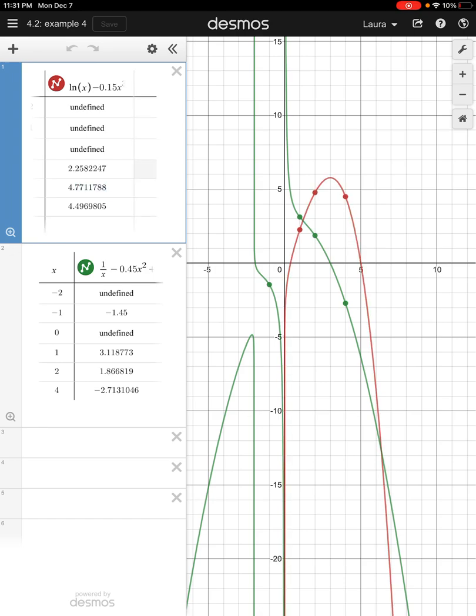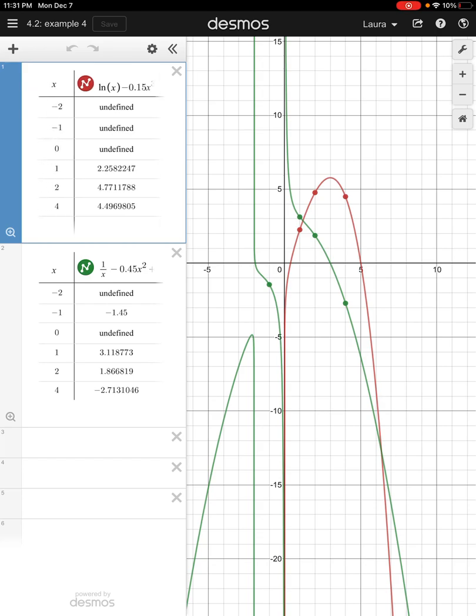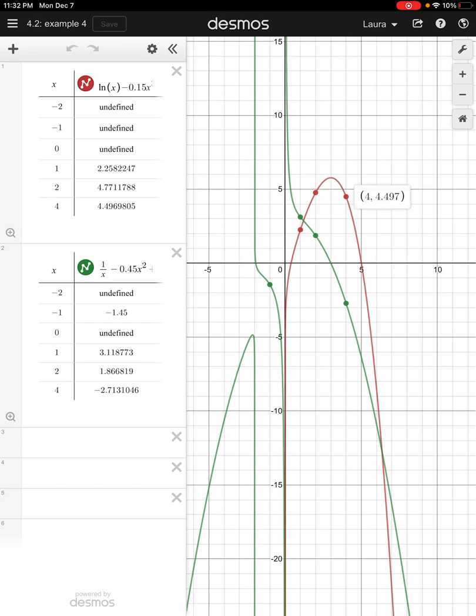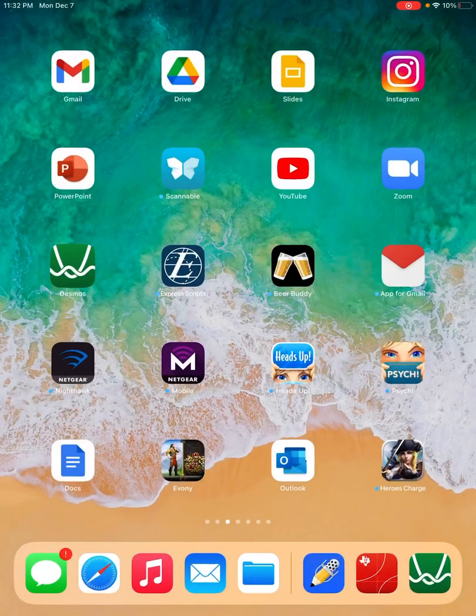I wanted you to see what v of 4 is, 4.497, and a of 4 is negative 2.713. Okay, and these are your two functions. You can see the points right here and here. So 4 comma 4.497 and 4 comma negative 2.713 for this function.